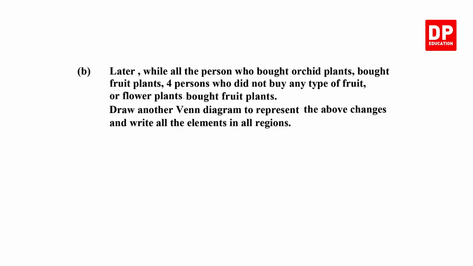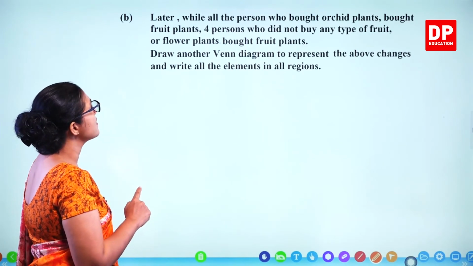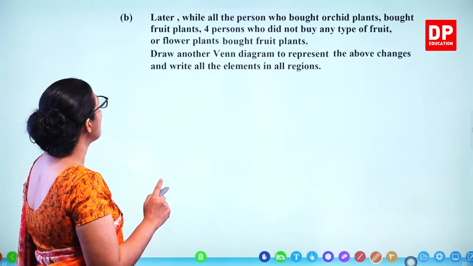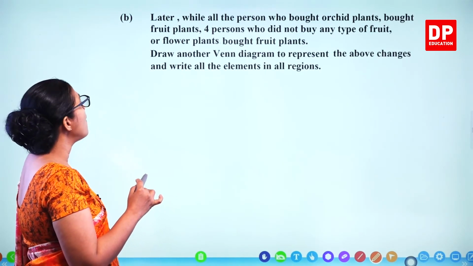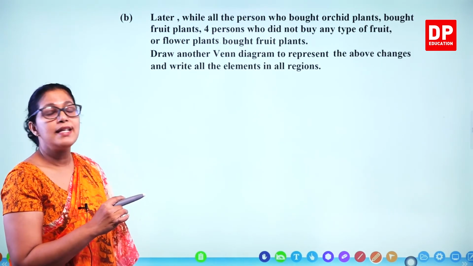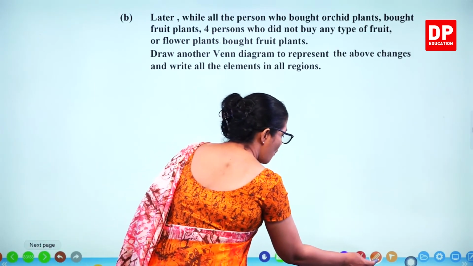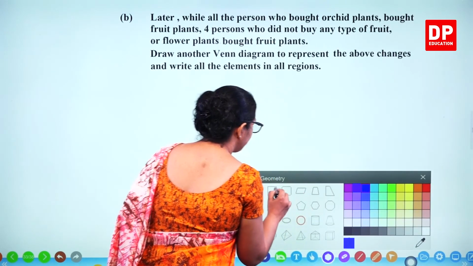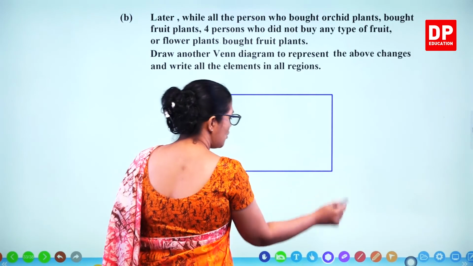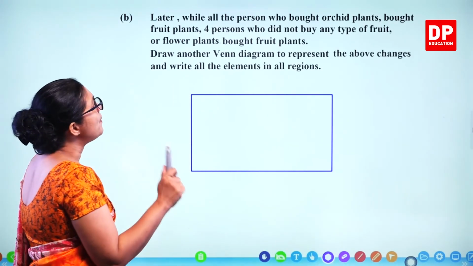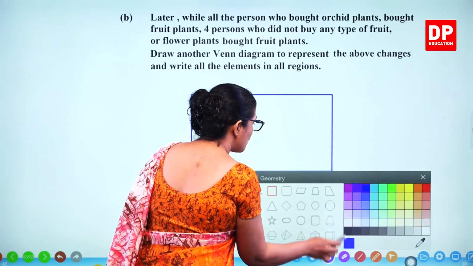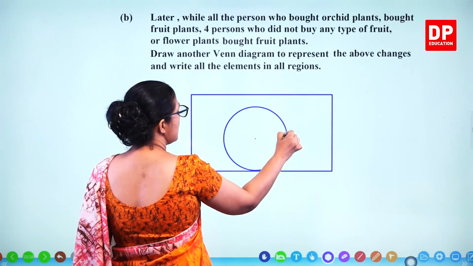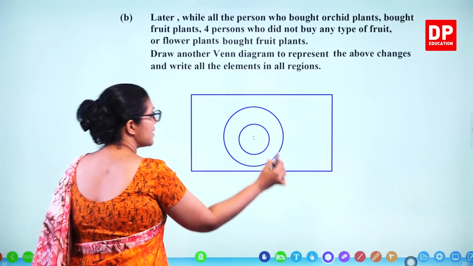Then the next one, part B. Later, while all the persons who bought orchid plants bought fruit plants, 4 persons who did not buy any type of fruit or flower plants bought fruit plants. Draw another Venn diagram to represent the above changes and write all the elements in all regions. So now we have to draw another new diagram. So what's the change? All the persons who bought orchid plants bought fruit plants. So that's a subset of that. So that means you have to draw a big circle and a small circle inside.